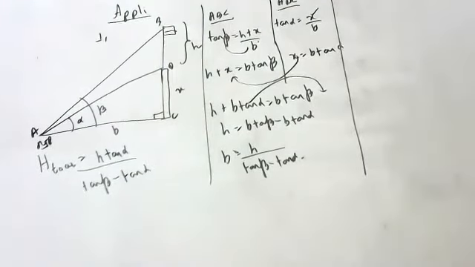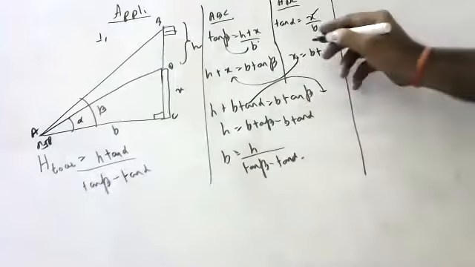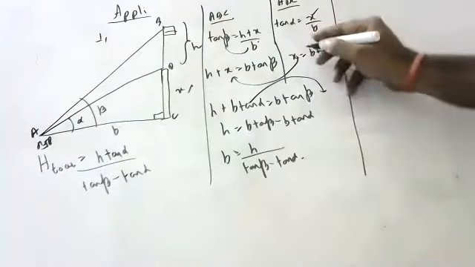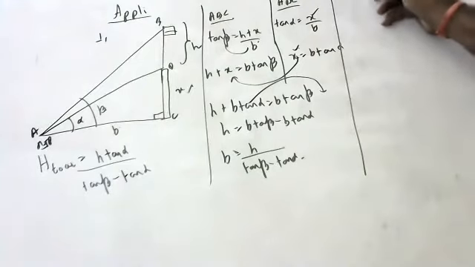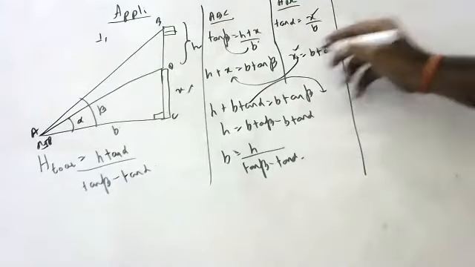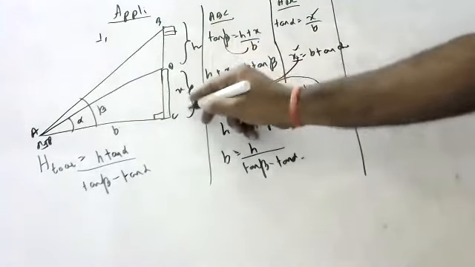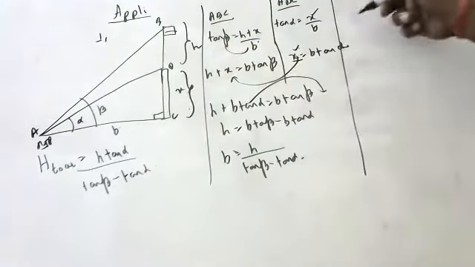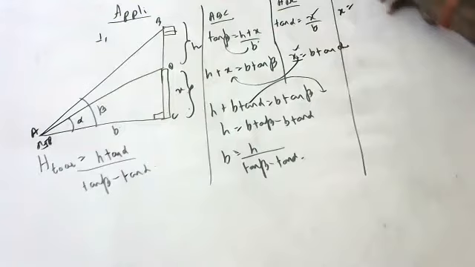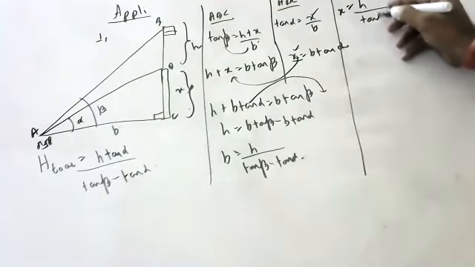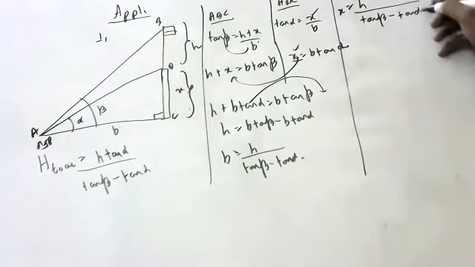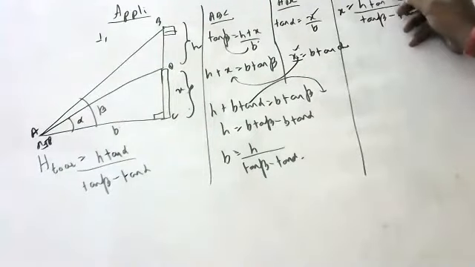Now I want only the height of the tower, that means x. So x is equal to b tan alpha. What is b we got? b is h by tan beta minus tan alpha, and this tan alpha as it is. So this is your height of the tower.